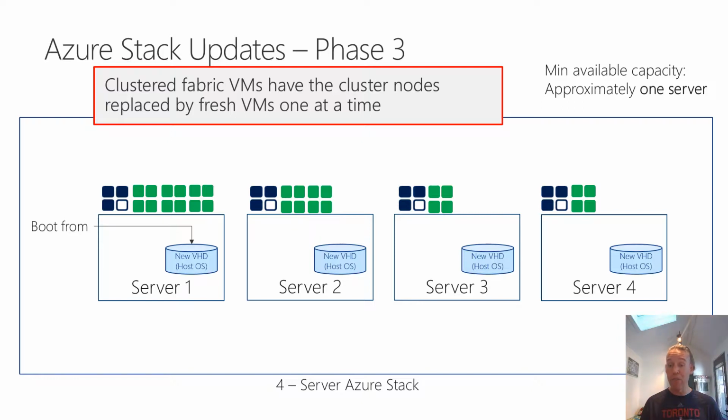plop the configuration for whatever service it's running. If it's the storage resource provider, we put the storage resource provider configuration back onto it, and then we recluster it with its mate.